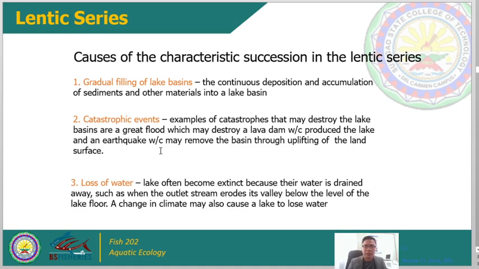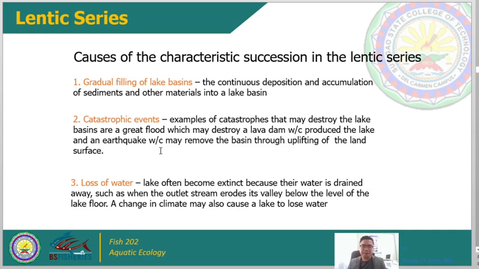So the loss of water: lakes often become extinct because their water is drained away, such as when the outlet stream erodes its valley below the level of the lake floor. A change in the climate may also cause the lake to lose water. Like for example, there is a lake somewhere in the Middle East that dried out because of irrigation for farming cotton. I think if I'm not mistaken, it was the Aral Sea, no? If you have time, you can search for the history of the Aral Sea. What happened to the Aral Sea? Why did it turn into a dry lake?